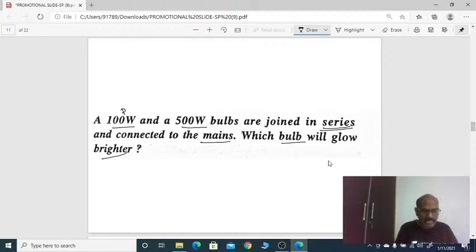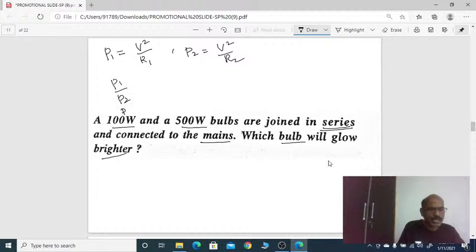Both bulbs are connected in series. Suppose R1, R2 are the resistances of the two bulbs. If each bulb is connected separately to the main, then for the first bulb P1 equals V square by R1, and for the second bulb P2 equals V square by R2. Now P1 by P2 equals R2 by R1, since P and R are inversely proportional.